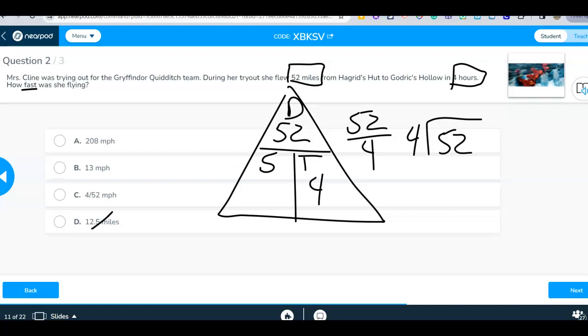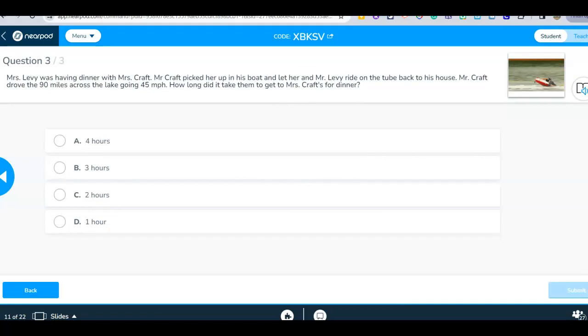I know I can get rid of this, right? I mean, is that the answer? 12.5 miles? That's not even a speed. It's got to be one of these other 3. What did you get when you said 52 divided by 4? I have a bad feeling Mrs. Klein is not going to make the Gryffindor team flying 13 miles an hour on her broom, because that is very slow.